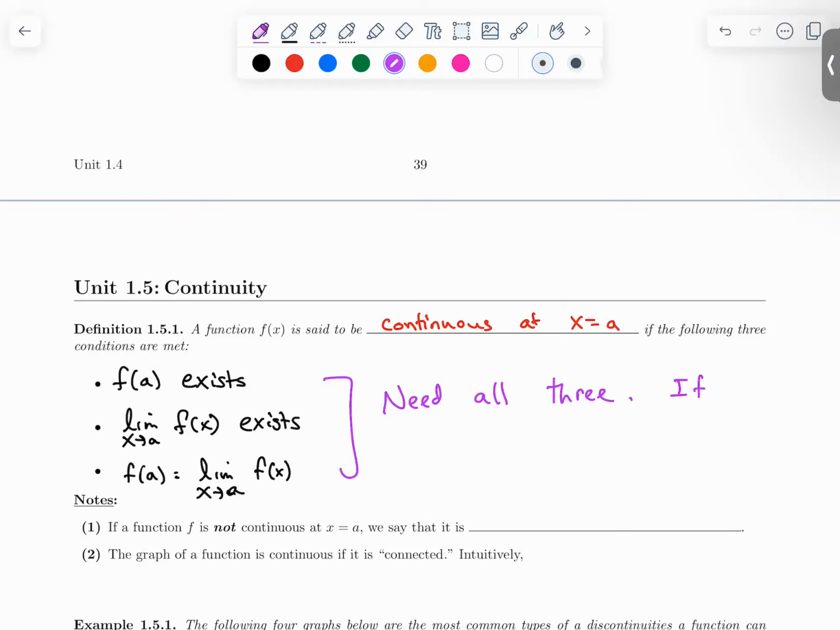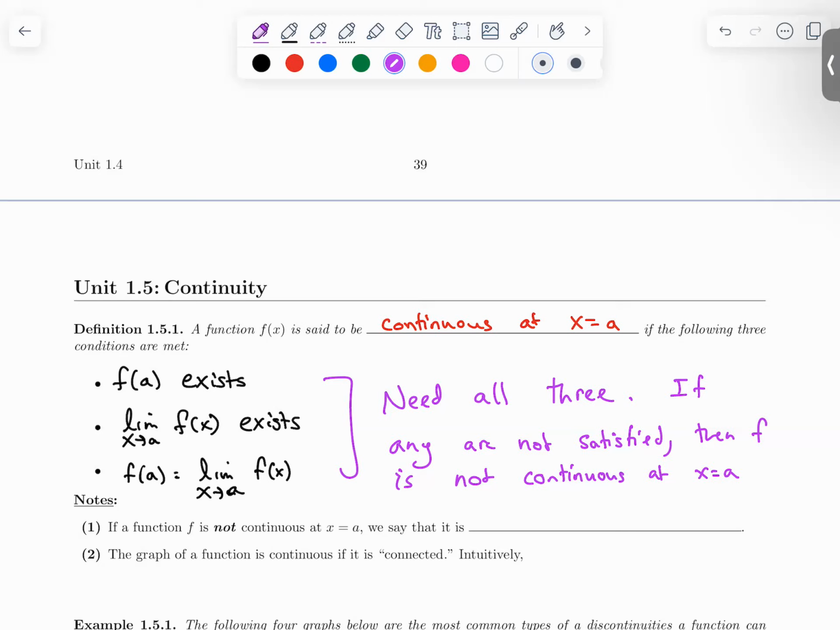If any are not satisfied, then f is not continuous at x equals a. So if any of these things is broken, if f of a doesn't exist, not continuous. If the limit doesn't exist, not continuous. Even if they both exist, if they're not equal, not continuous. And I'll show you examples in the next problem to show you what breaks, like how you can see the breaks of these things.